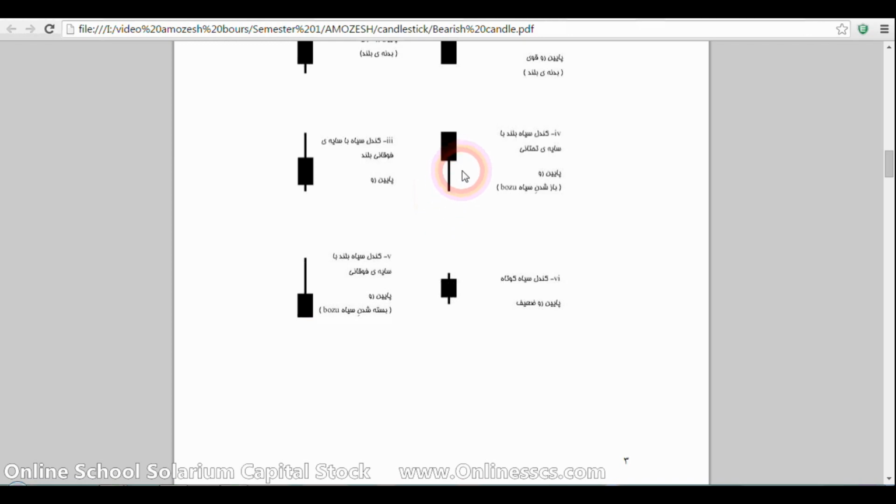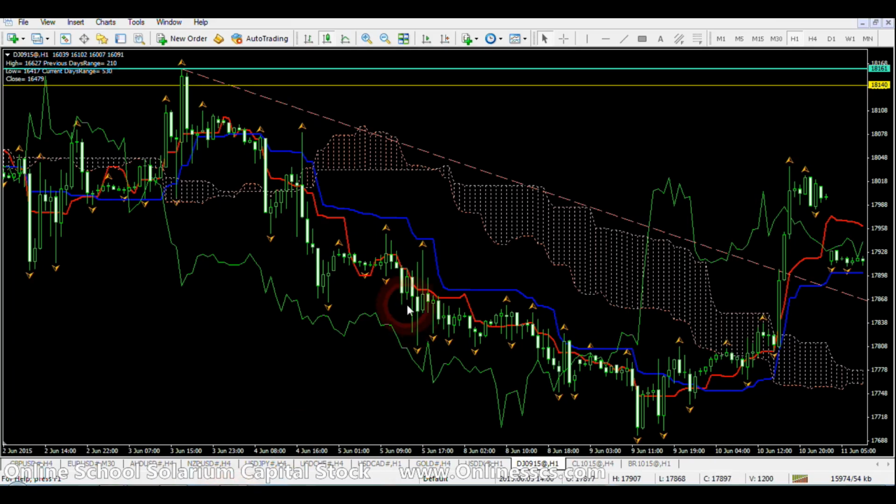If the shadow is on the bottom and is long, the longer it is, the more intensely the trend is going to go upwards. We call this a continuous trend candle as well. It usually gets created in the sideways market. You can see these candles after like 11 p.m.